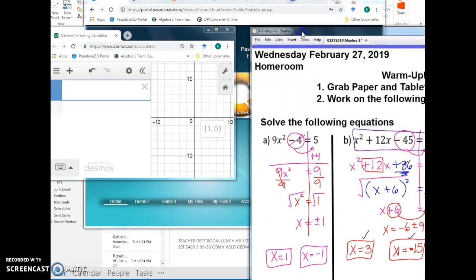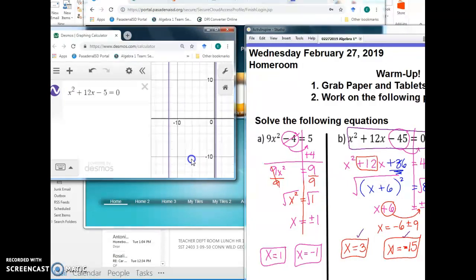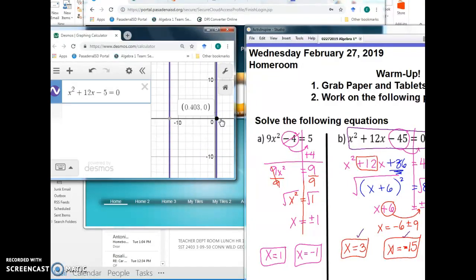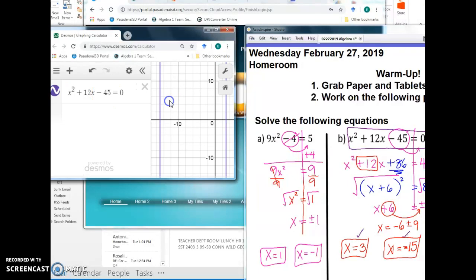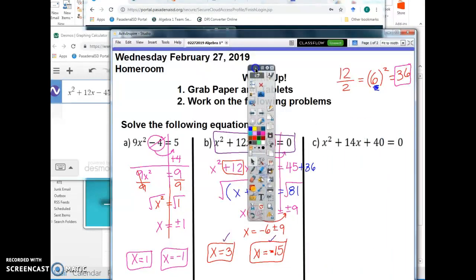Oops, I can't see it. X squared plus 12x minus 45 equals 0. Here go my two solutions. Oops, what did I do? Minus 45. Okay. One of them is at positive 3 and one of them is at negative 15. Those are my solutions. So you can quickly get them from there. Let's do the last one by completing the square. Well, actually, let's solve it first and then let's complete the square on it.